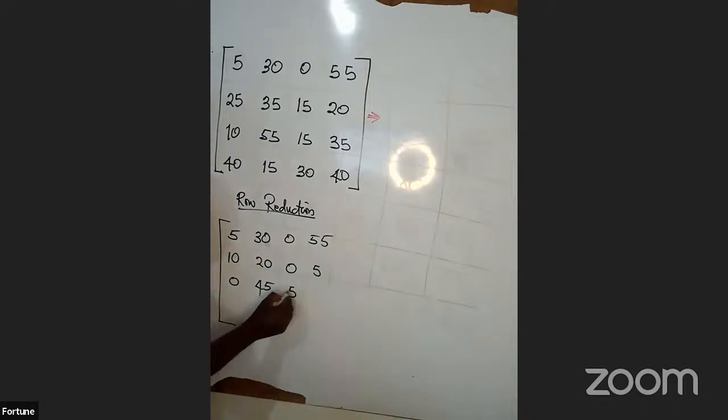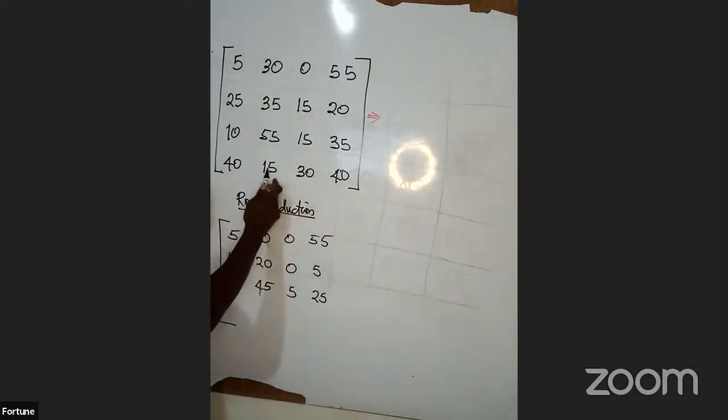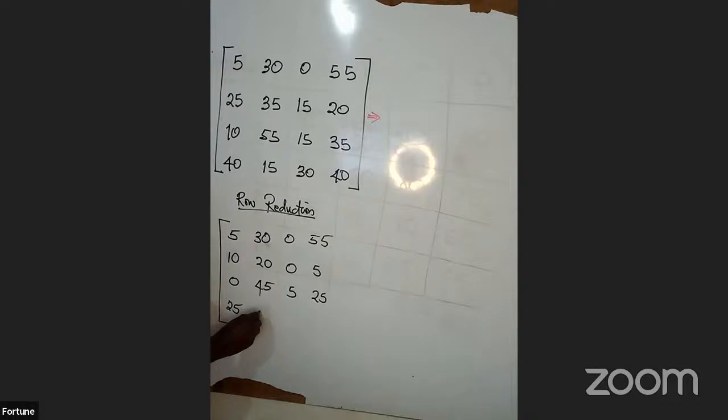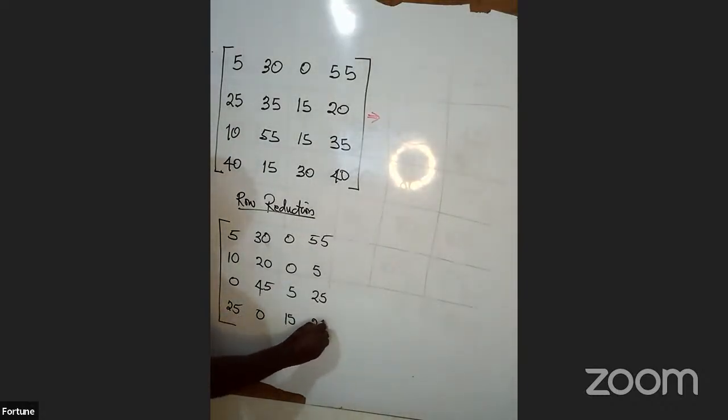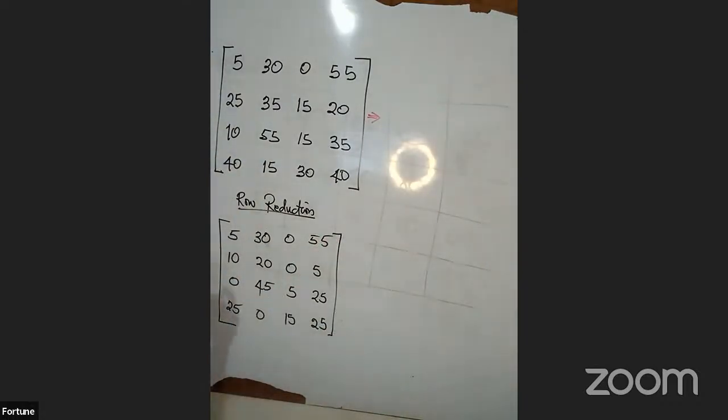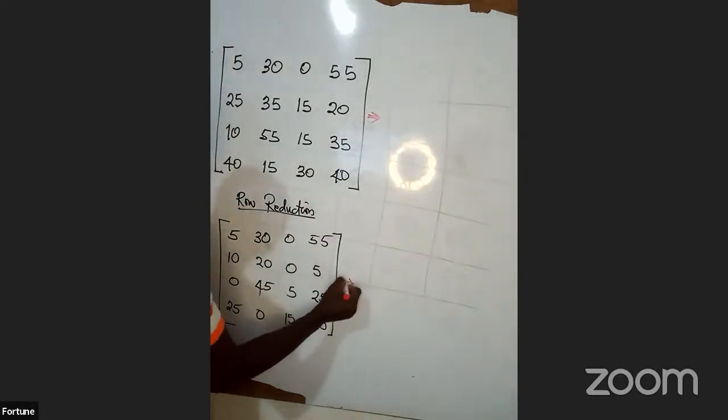So this is 45. And here is 5. And this is 25. For the row with 40, the least is 15. So 40 minus 15 is 25. 15 minus 15 is 0. 30 minus 15 is 15. 40 minus 15 is 25. Now that we have this, we've done row reduction, we're going to use this and do what?